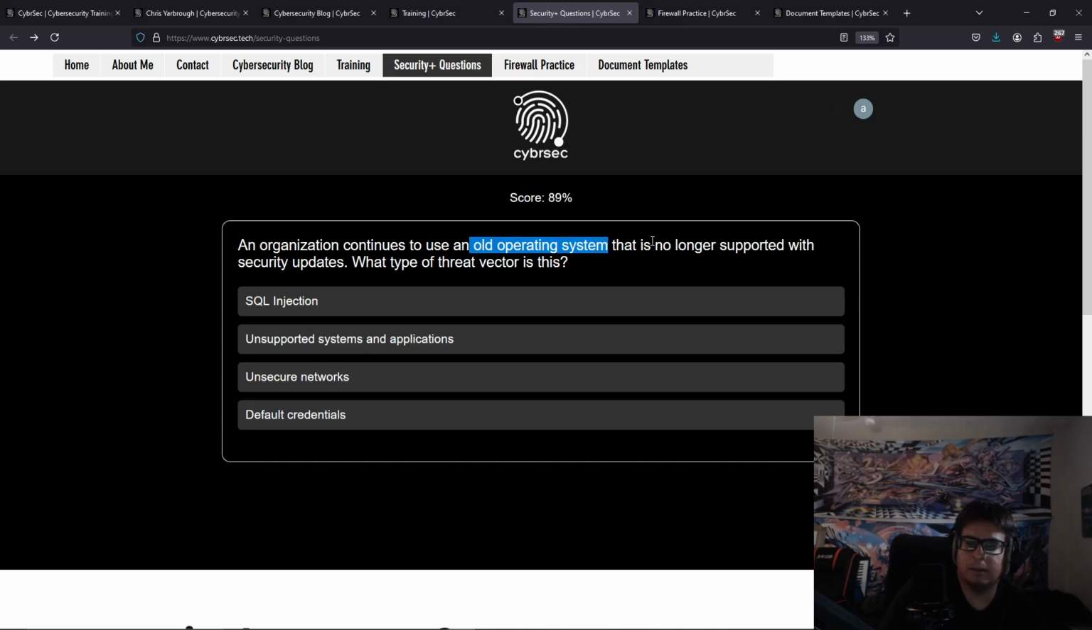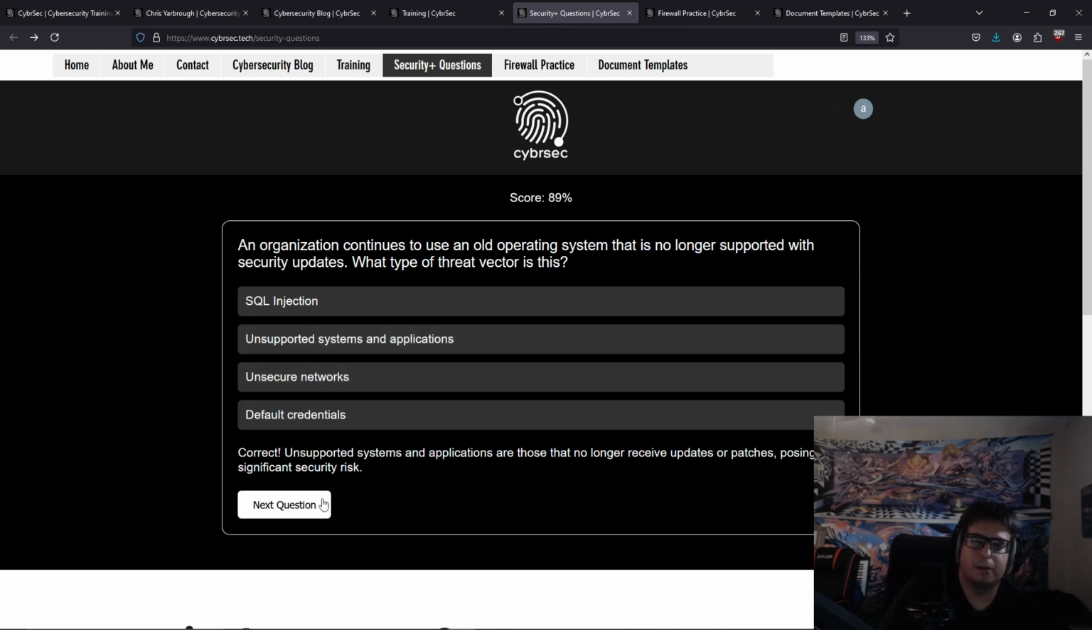Old operating system, no longer supported. Unsupported system. Correct. Most of the time, as you can see, the answer is in the question, or at least these. This is a good way to get that practice of reading the question and looking for keywords and eliminating what doesn't have to do with it and narrowing in on what does.